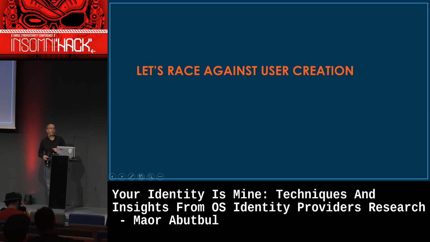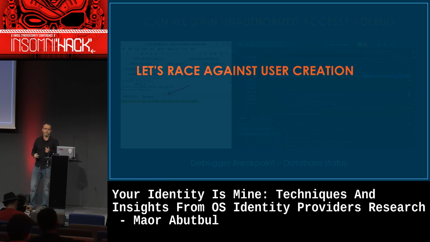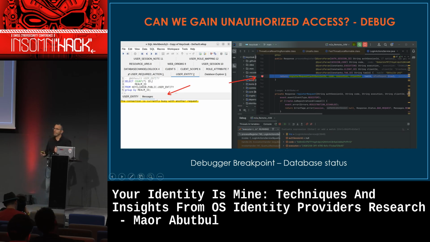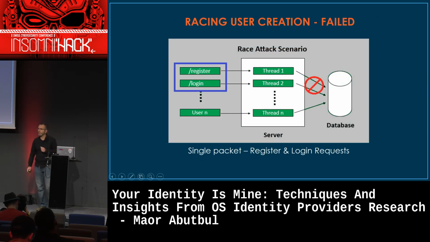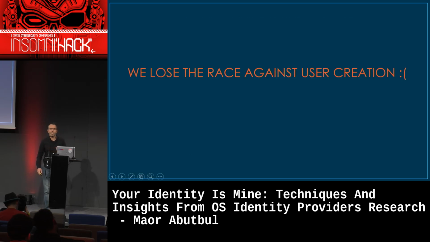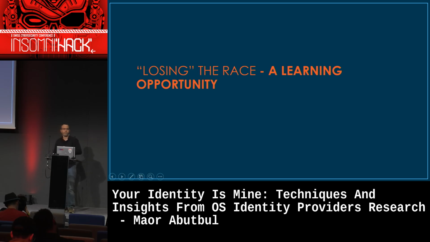Let's race against user creation. This test required us to create some Burp macros, which allowed us to create a user and login request at the same time, in the same packet. We worked with the debugger, stopping at the relevant code, then checked the database directly, with no success. We failed. We lost the race against user creation. We lost the race, but this seems like a great opportunity to understand why, and more importantly, to learn how to avoid race conditions.